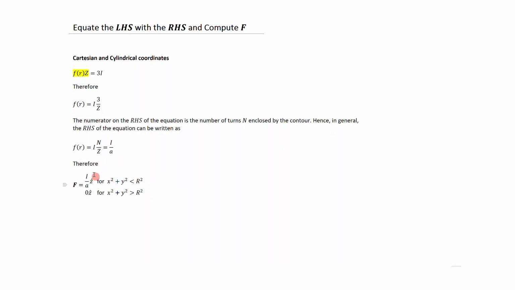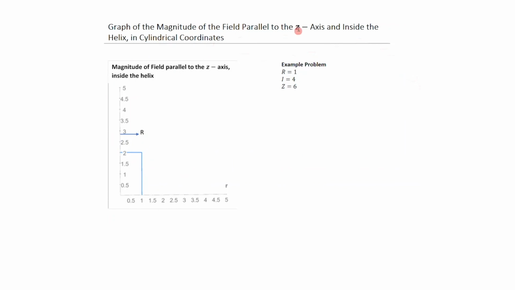All right, on the basis of this, and just using this slightly different rearrangement of f of r, we know that the field inside the helix will have a magnitude of I over A, pointing in the z hat direction, and this is approximately true within the helix, which is what we've shown here, and it'll be 0 outside. That's when x squared plus y squared is greater than r squared. Finally, we can graph the magnitude of the field parallel to the z-axis and inside the helix in cylindrical coordinates. You can see its value is constant until you get to the edge, more or less, and then drops to 0. This being the radius in our example.